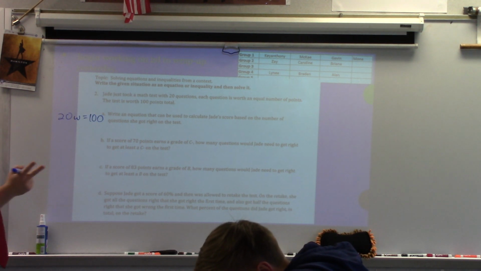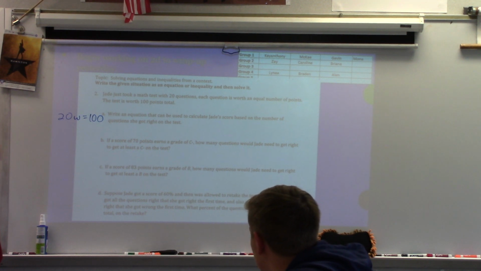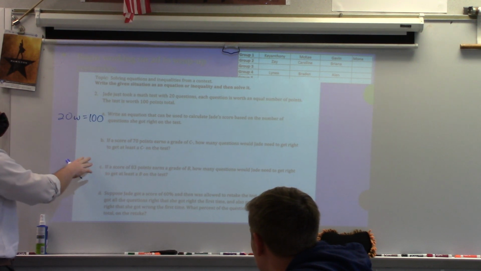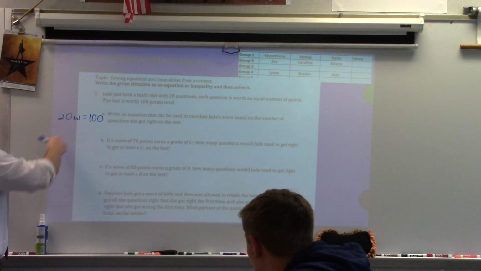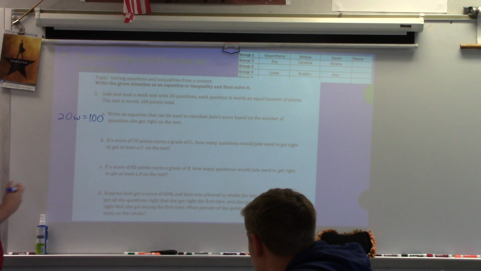Now, two things I want to point out. I'm always, especially anytime there's a context, going to be very intentional about the variable I use. The reason why I didn't use Q is because I know later I'm going to want to use Q for the number of questions she got right. So what do you think I mean by W? The worth of each question, or maybe a V for value of each question.